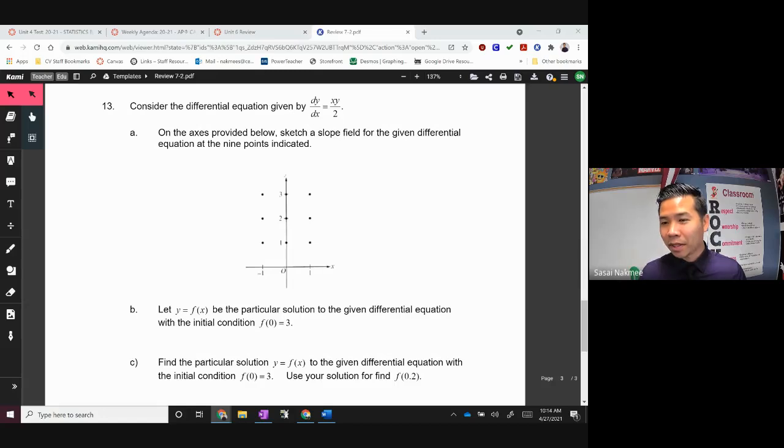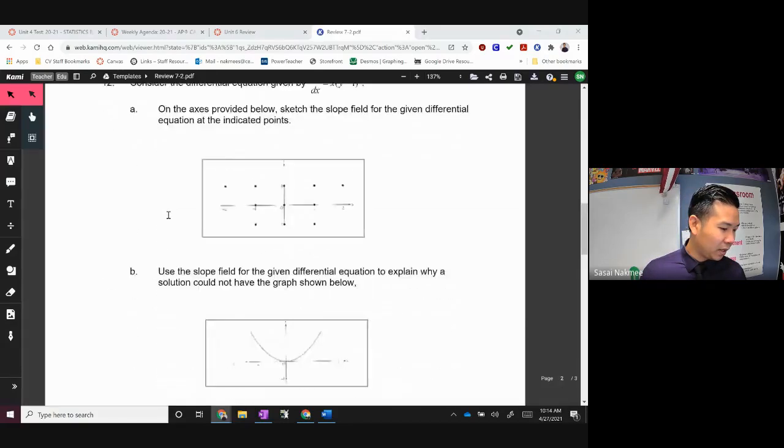No one's tie-breaking between 12B and 13C. I'm just going to go ahead and end the poll here. Oh, there we go. It went to 5 on that one. We're going to start off with 12B, and then I'll work down to 13C. So 12B: use the slope field differential equation to explain why the solution could not have the graph shown below. We can do this one quickly, and then I can go to 12C.